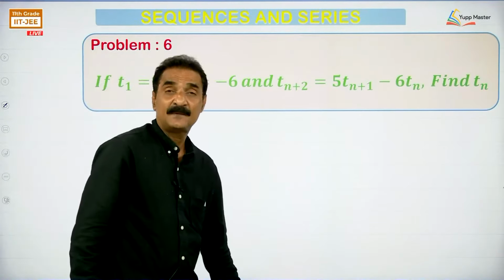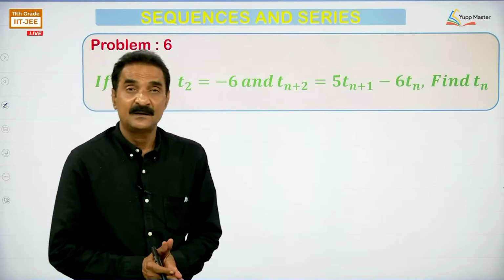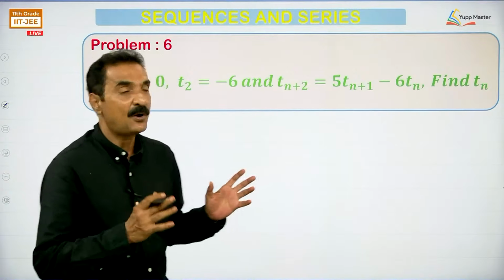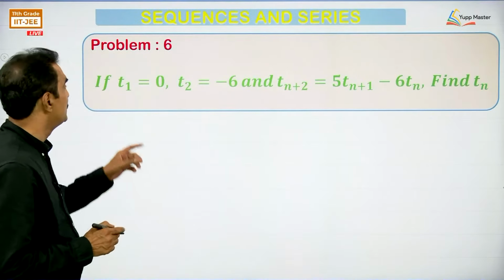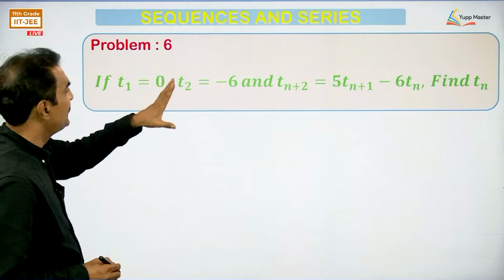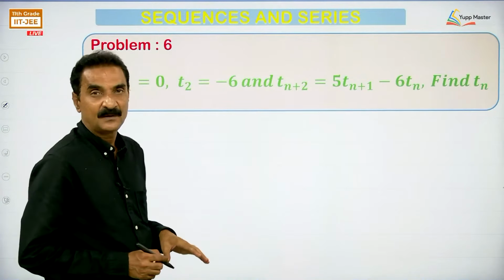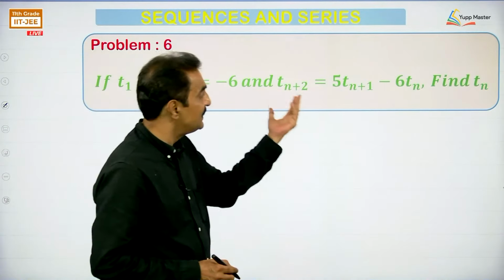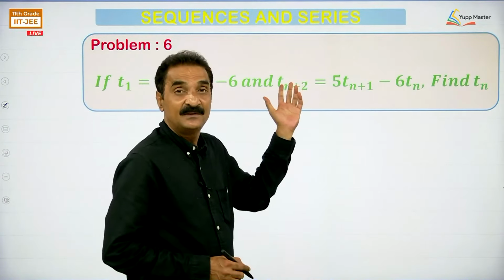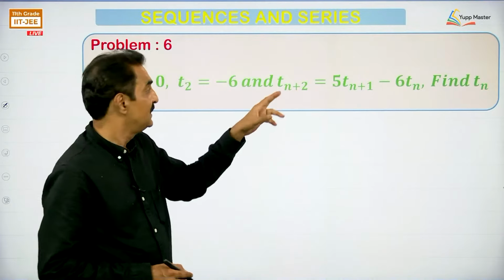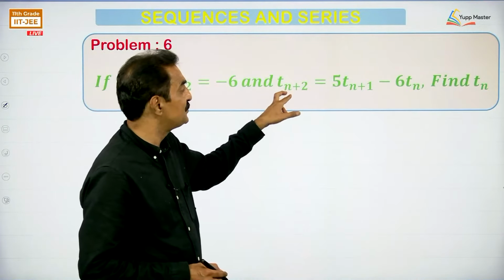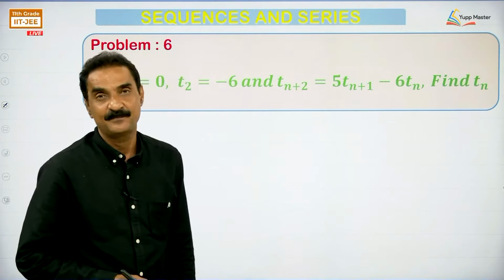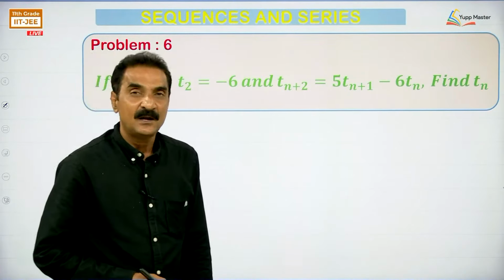And this is a wonderful question, and you need to learn so many things from this question. So let us have a long discussion on this question. T1 is given, T2 is given. Two consecutive terms, first two terms are given, and the relation between three consecutive terms is given. And how you get the n plus 2th term from the n plus 1th term and the nth term is given by this relation.